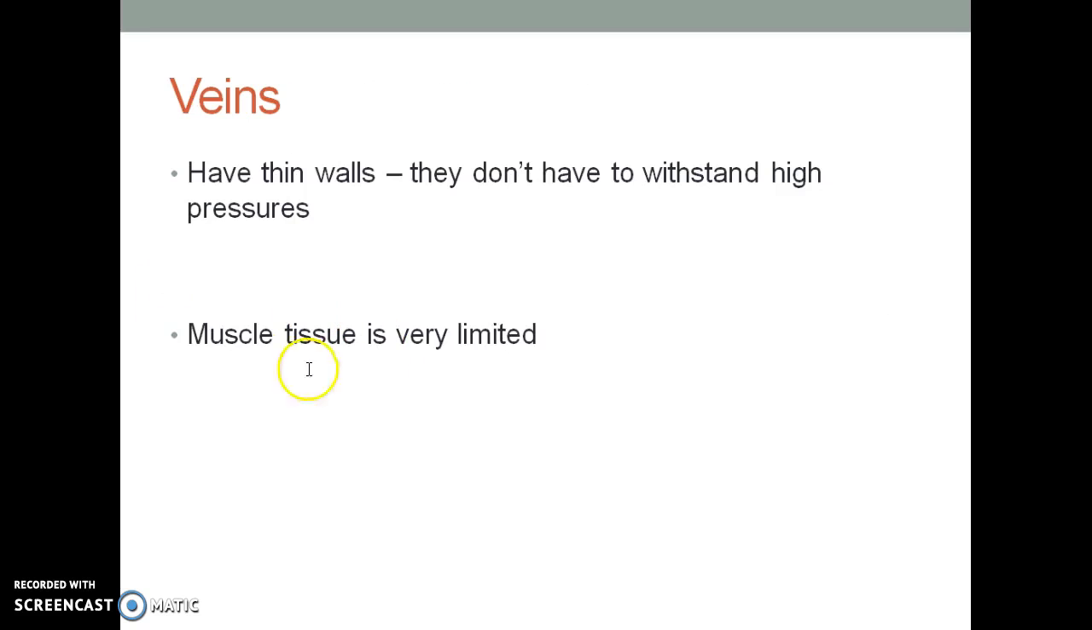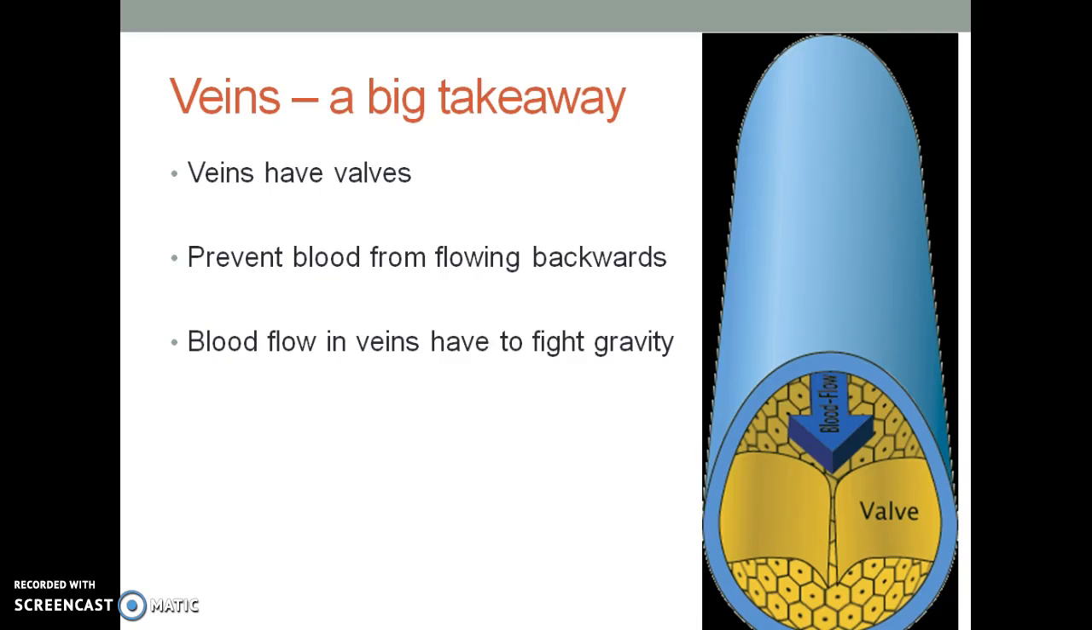So veins do have thin walls. They don't have high pressure, and their muscle tissue is limited because they don't pulse. But they do have valves, and that is unique. Arteries don't have valves, but veins do. And again, that's because most of the veins are going to be coming up against the flow of gravity.